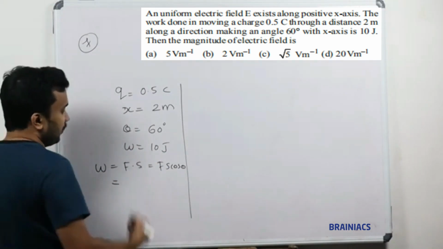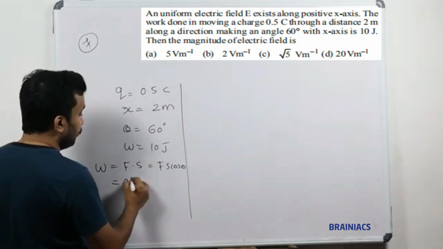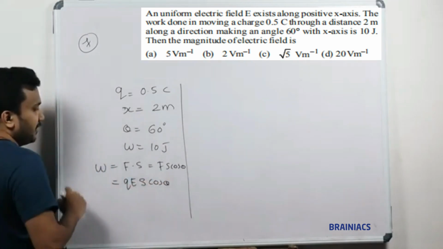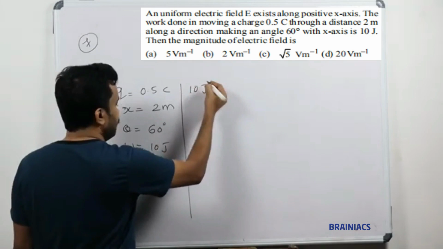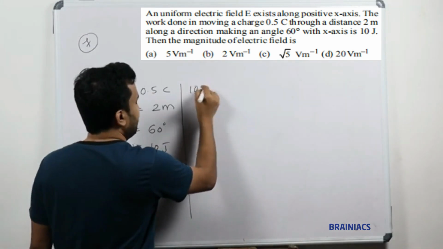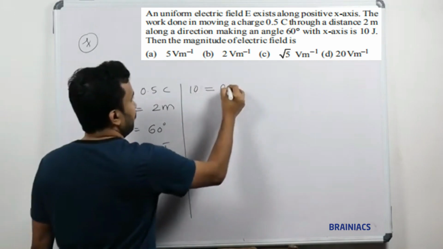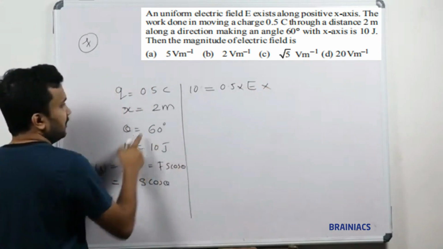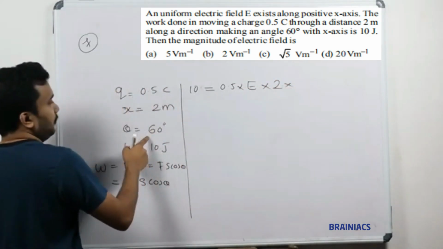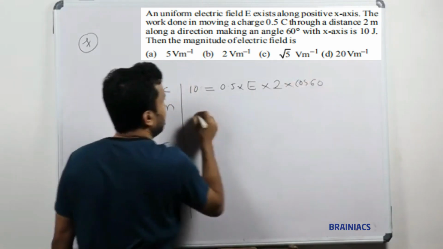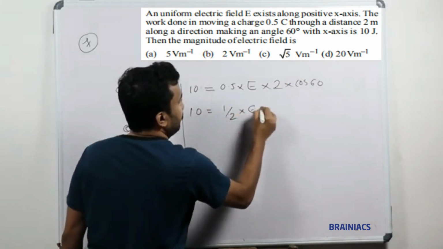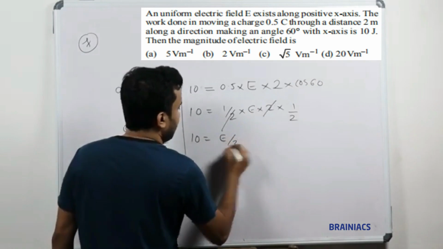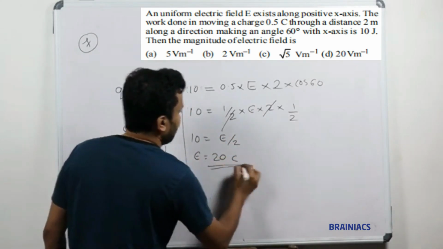So now we'll substitute. What is work? Force will be equal to QE, electrostatic force, into displacement into cos theta. All the factors are given. We can substitute. Work will be equal to 10 joule. I am not writing the unit; anyway, we need the magnitude. 10 joule. Q is 0.5 into electric field, which is not given, we have to find it out. Displacement is 2 meter and cos of 60 degree. So 10 equals 1 by 2 into E into 2 into 1 by 2. So this 2 and 2 cancel. 10 is equal to E by 2, and E is equal to 20.